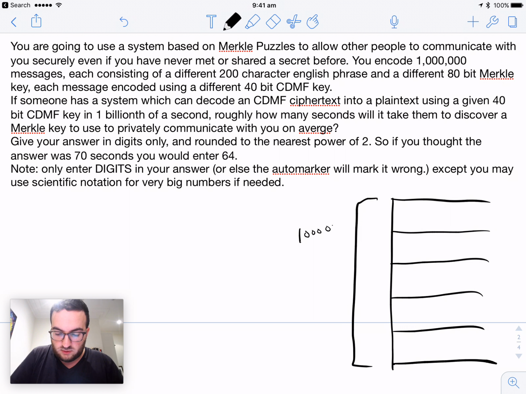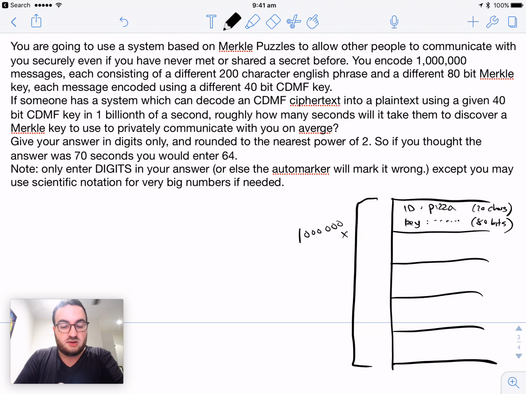That's that many of them. Each consisting of a different 20-character English phrase. So that's the ID, which might be pizza. It's 20 characters. And a different 80-bit Merkle key. So the key here is blah, blah, blah. It's 80 bits.